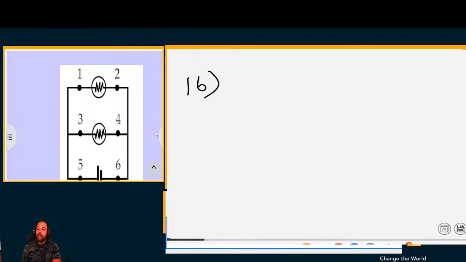Can anyone hazard a guess at what point the current will be the greatest? 5 and 6. Okay, Mr. Tandiwe, was that you speaking? I can't see you, but I did see your screen light up for a minute. Yes, it's me. Yes, you are correct. 5 and 6 has the highest currents.